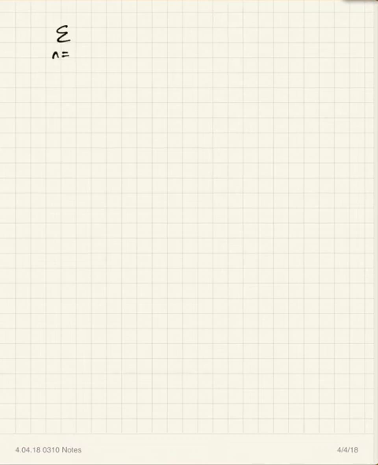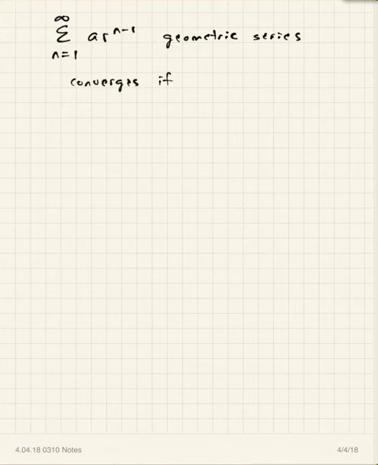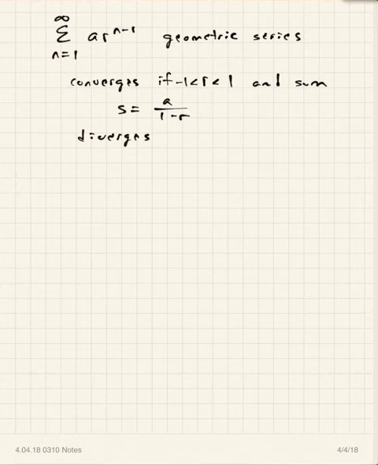So when you have a series in this form, the sum as n goes from 1 to infinity of a times r to the n minus 1, this is what we call a geometric series, an infinite geometric series, to be technical about it. And it converges if the r value is between -1 and 1, and the sum s would be equal to a over 1 minus r. And the series diverges if r is bigger than or equal to 1 or r is less than or equal to -1.